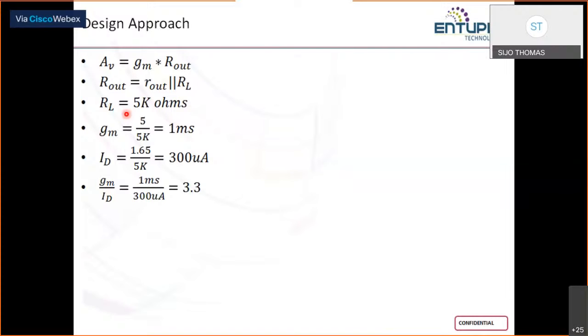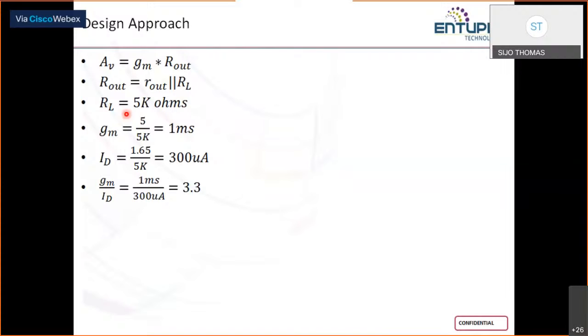microamps. Also, since RL is given, and for faithful amplification at the output node we are looking for an output DC potential of VDD by 2, with VDD being 3.3 volts, we can find ID as 1.65 by 5K, which also comes to 300 microamps. So from the power dissipation part itself, you can find the ID.